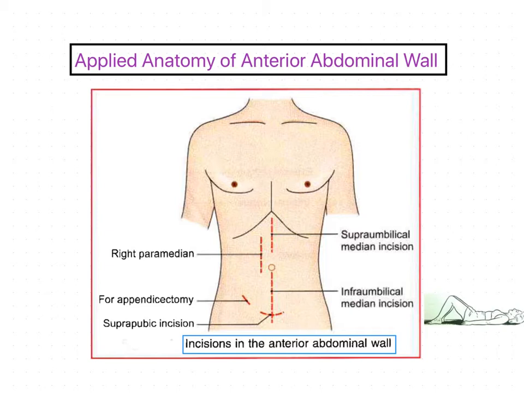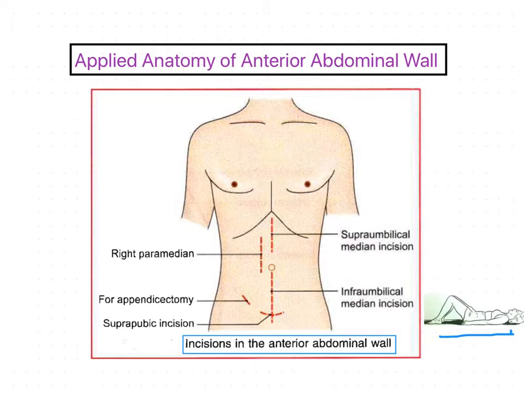Dear students, welcome back. In the previous session, we discussed the inguinal triangle. Now, in this session, we are going to discuss the applied anatomy of the anterior abdominal wall. While examining the abdomen, the knees and hip must be flexed to relax the abdominal muscles, like this. This position is also called the crook lying position.